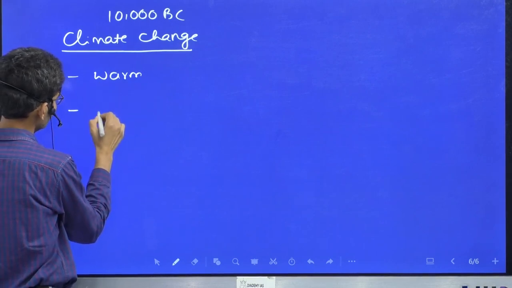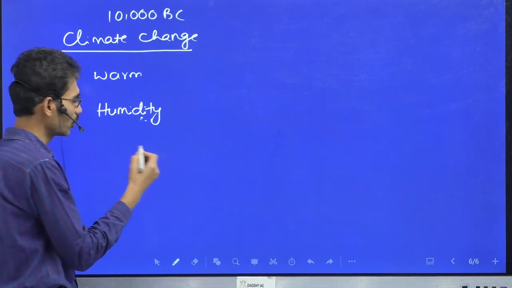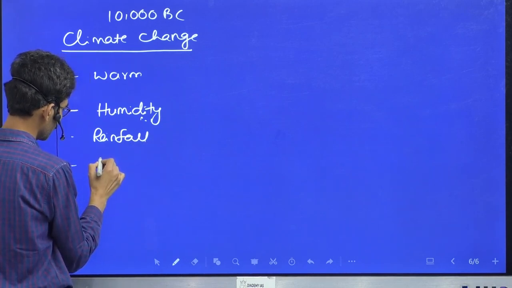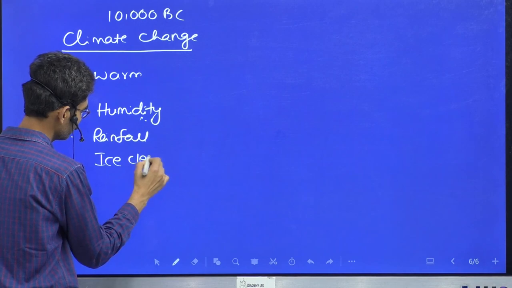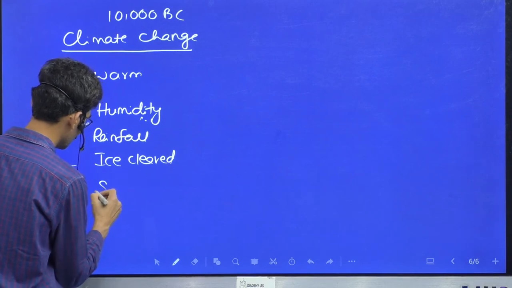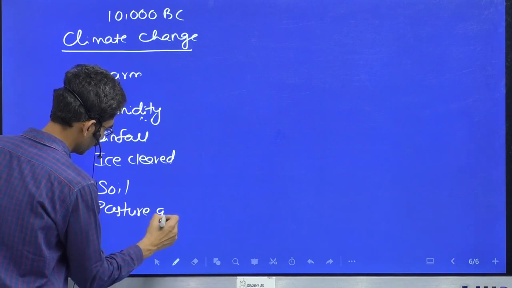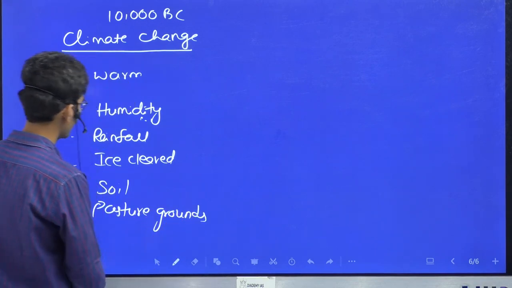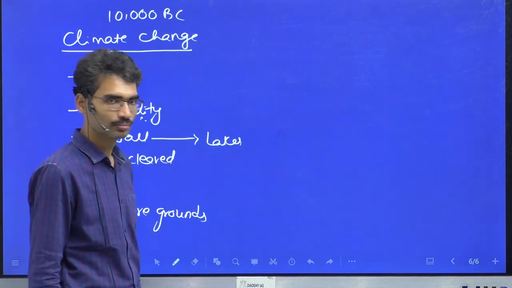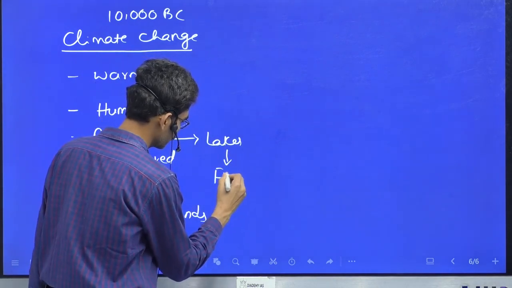Becomes warmer, more humidity, rise in temperature, humidity, rainfall. Now ice cleared. When ice is cleared, soil is exposed to the environment. Pasture grounds. Because of continuous rainfall, you will find different lakes also. Now these lakes are fishing grounds.